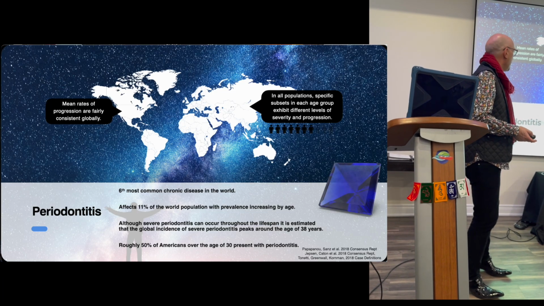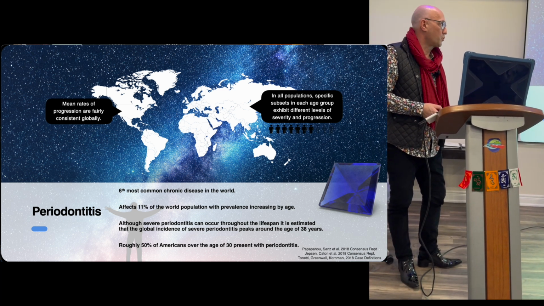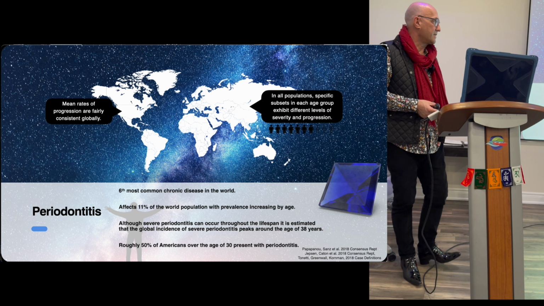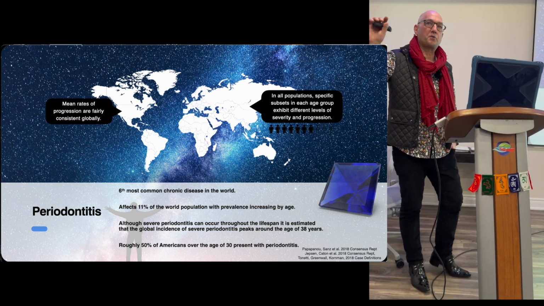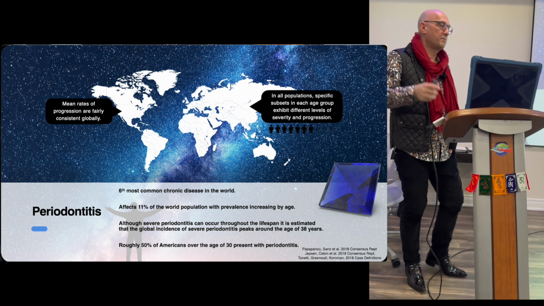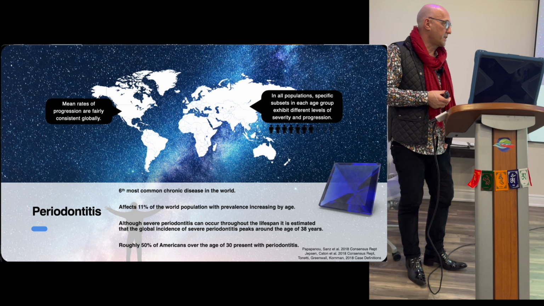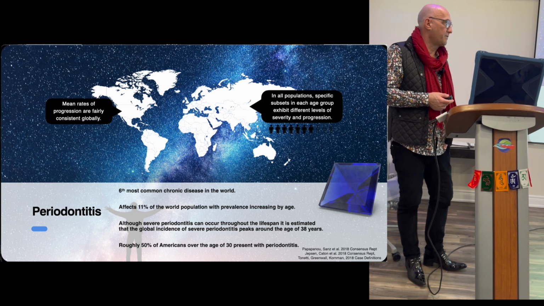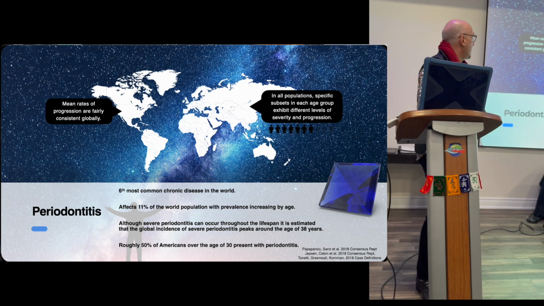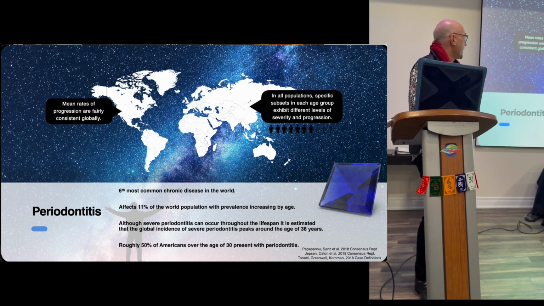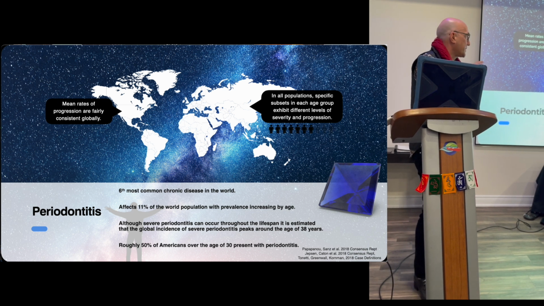Periodontitis in the middle, it's the 6th most common chronic disease in the world. It affects 11% of the world population, and it occurs through the lifespan. It's estimated that the global incidence peaks around the age of 38. So 38 is sort of the peak age for this incidence. And then about 50% of Americans over the age of 30 have periodontitis. Right? So it's very, very common. And the mean rates of progression are fairly consistent globally. So it doesn't matter where you live, it's going to progress around the same way.